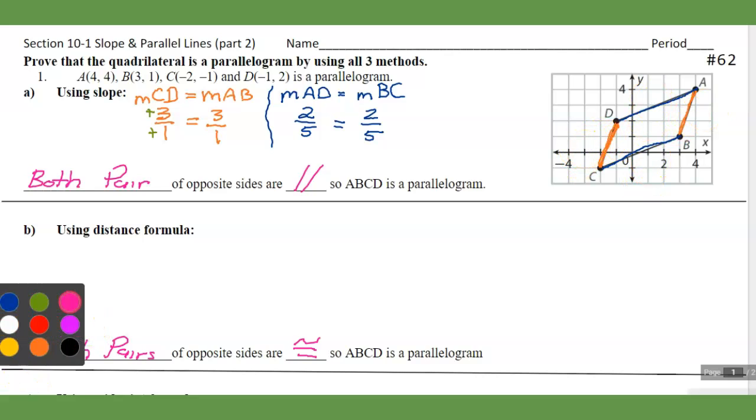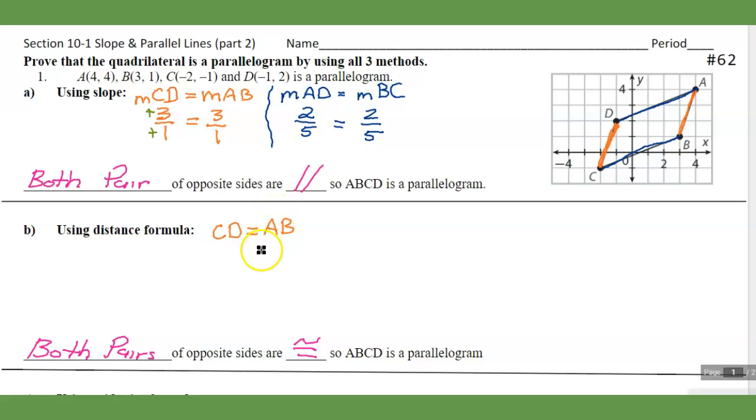So it comes out to be a very similar type of work. We need to show that CD is congruent to, or equal to, AB, right? And then we need to show that the measure of AD is equal to the measure of BC.